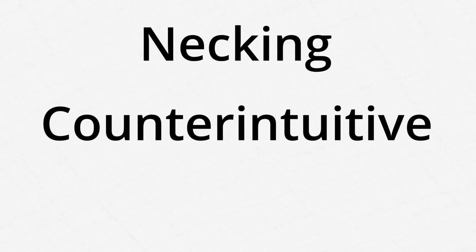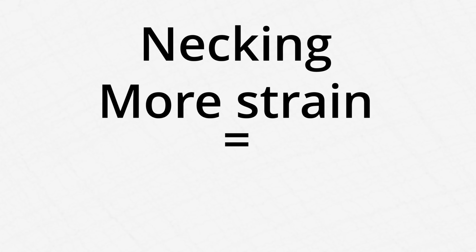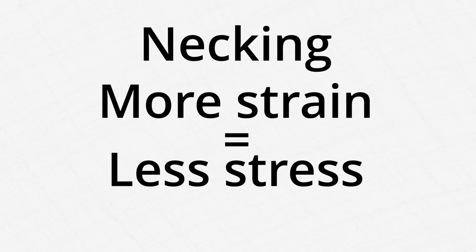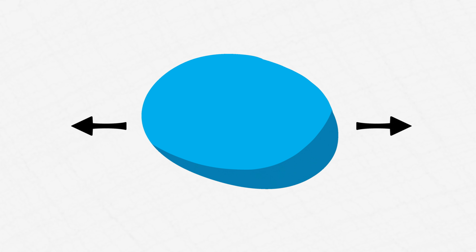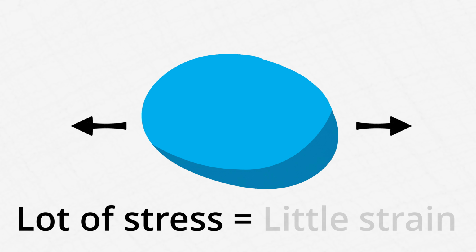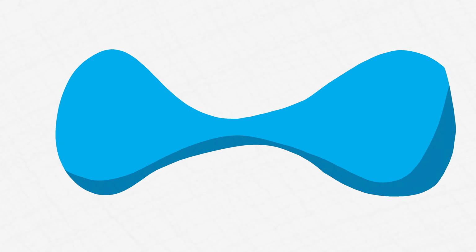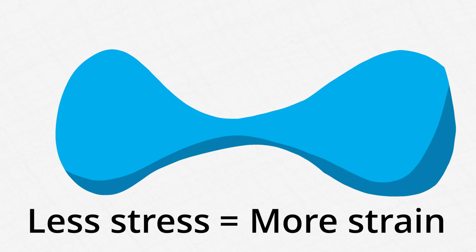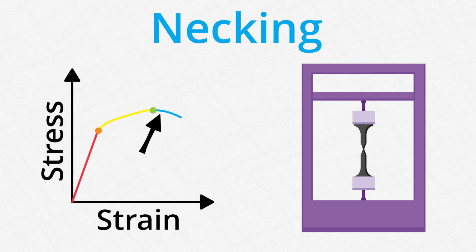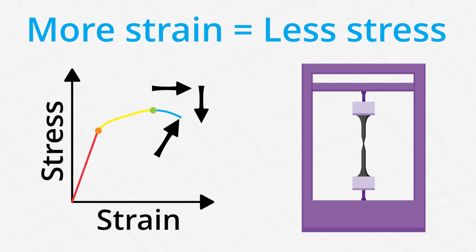An important thing to remember about necking is that it's counterintuitive. The more you stretch the object, the less stress the object experiences. Think about it like this. If I pull on a little ball of gum, it's kind of hard to pull. It takes a lot of stress to cause strain. The more I stretch it, the thinner the middle gets, and the less of the gum there is holding the two halves together. Thus, it's easier to pull apart, and it takes less stress to cause strain. So, once necking begins, the more strain you put on the material, the less stress that material experiences.